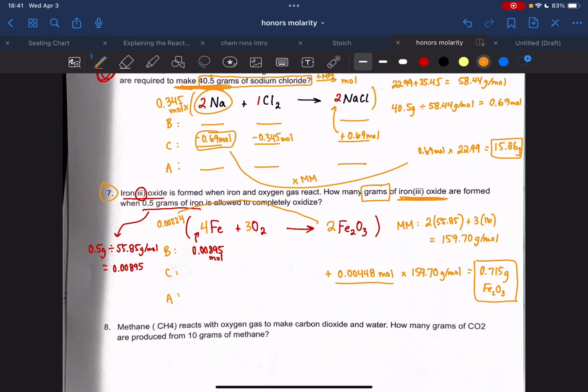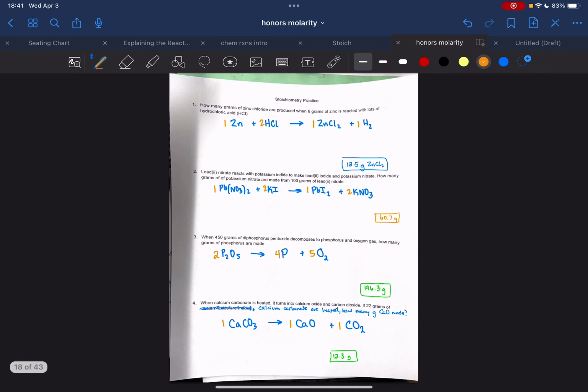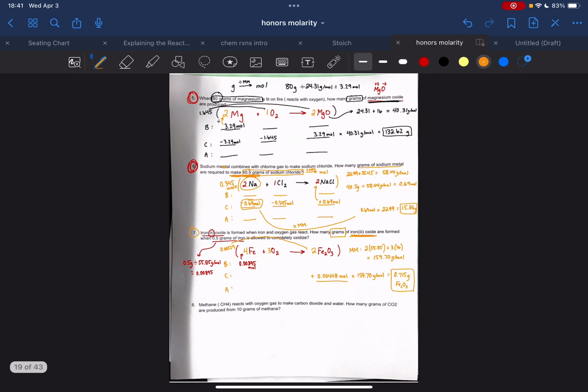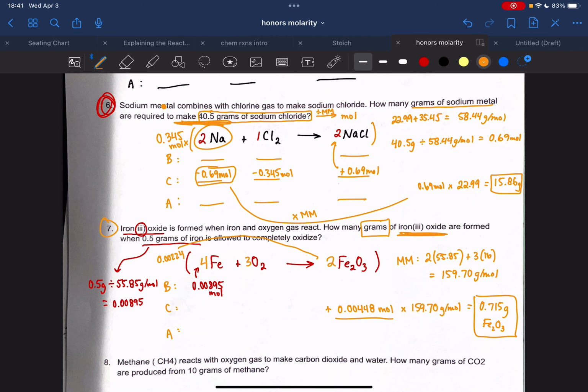Alrighty, so if you can do these 3 questions, or if you can do the other ones, you should be able to get a 4 on the second part of tomorrow's quiz.